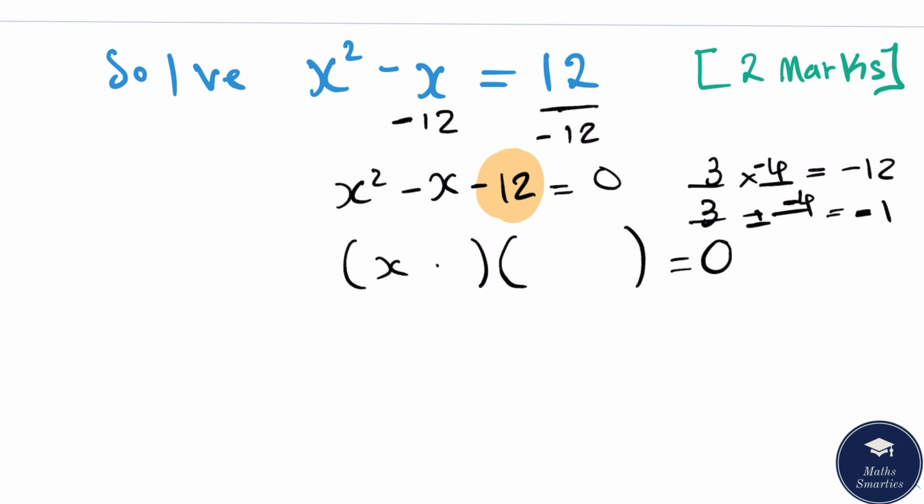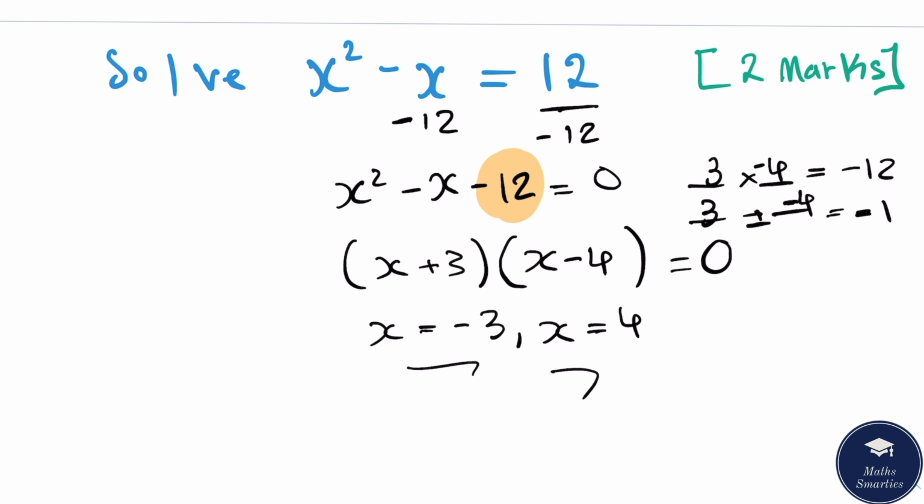So let's write x plus 3, x minus 4, x equals minus 3, x equals 4. As I said, we just flip the sign, okay? And that's it. You got 2 marks. So well done if you got this right. Well done. Now, up to this question, we finished the foundation level, okay? Any question after that will be higher tier, okay?